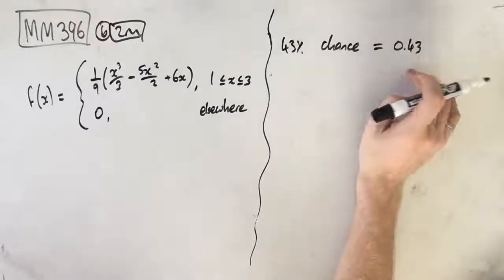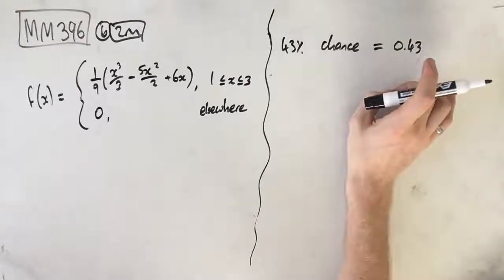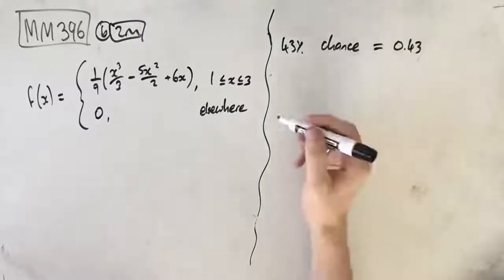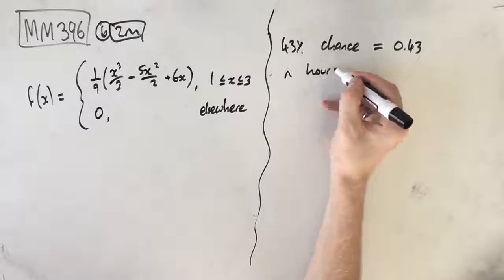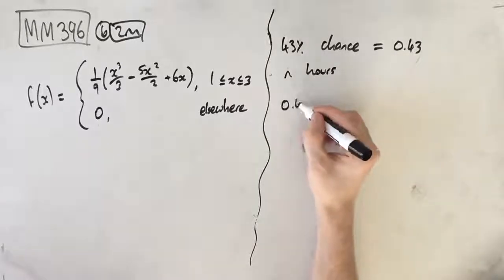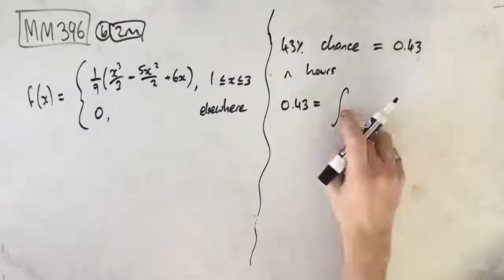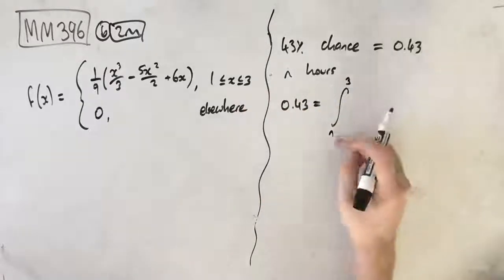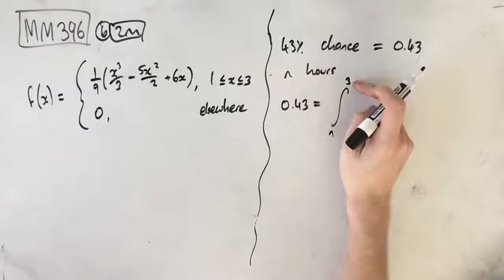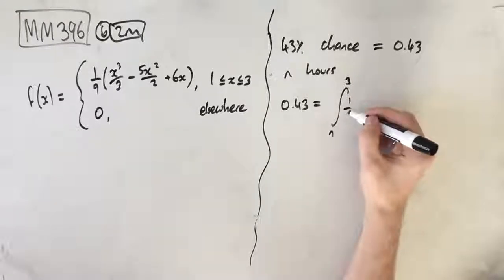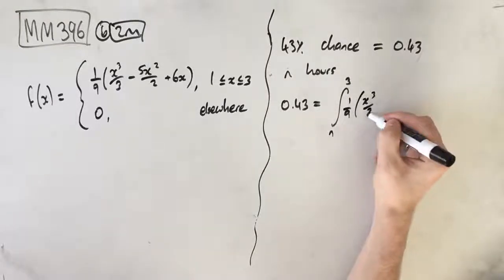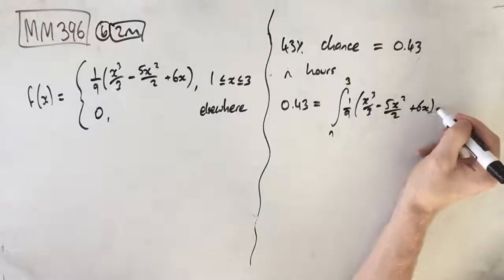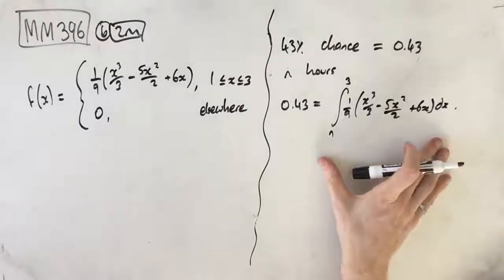Now, again, our probability is the area under our graph. Okay, so the area under our graph after n hours, right, is 0.43. So our area, 0.43, of our integral from n to our upper bound, which is 3, so more than n is from n to our maximum, 3, of 1 on 9, x cubed on 3, take 5x squared over 2 plus 6x dx. And this is our setup equation, right?